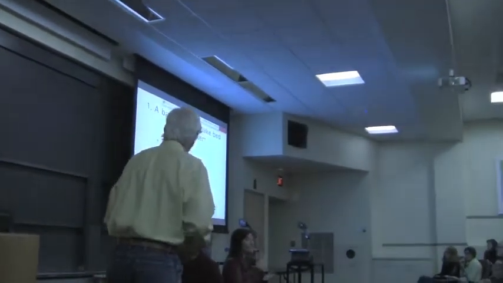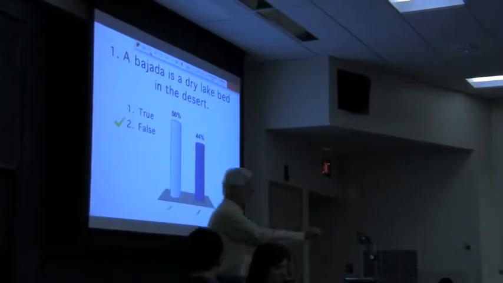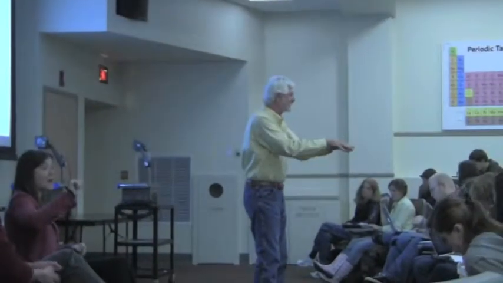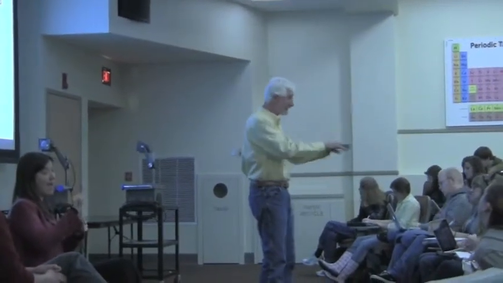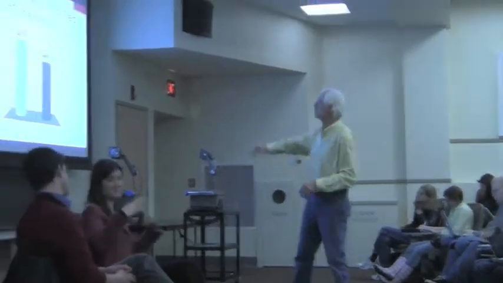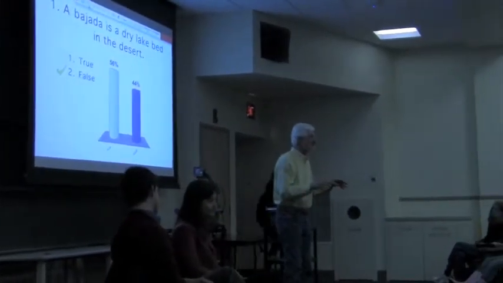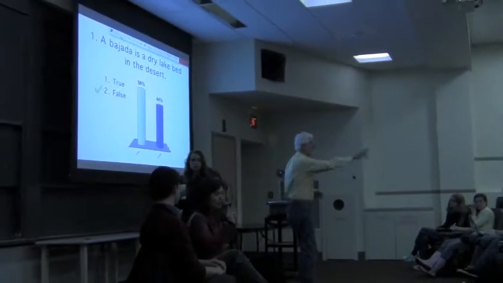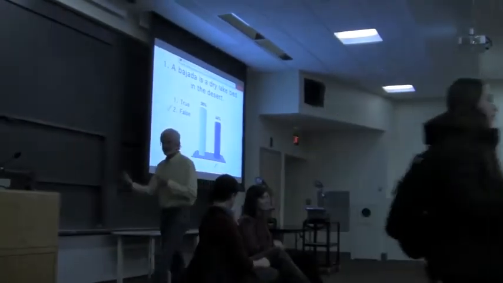There they go. Ooh, you really split on this one. And most of you got it wrong. A bahada. What's the score? A bahada is a depositional feature created by coalescing alluvial fans at the bases of mountains, created by flash floods. That's a bahada, all right? What's the name for a dry lake bed? Playa. That's a dry lake bed. There's also salt flats.